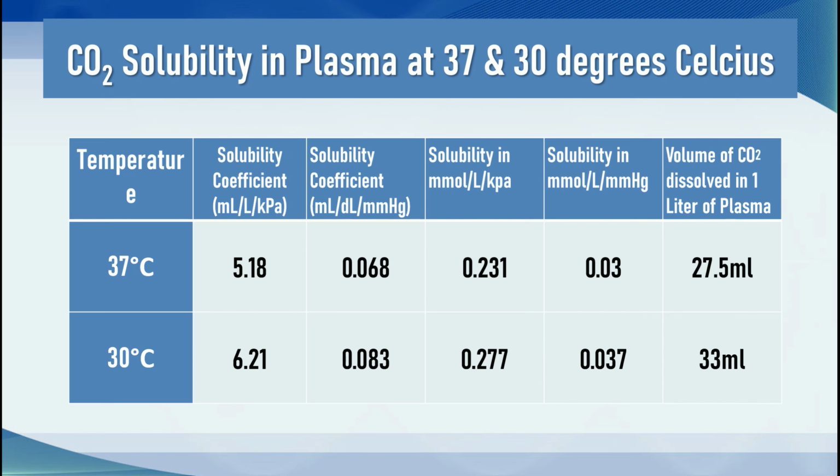So you can see in this particular table that at 37 degrees Celsius, the solubility coefficient in mL per litre per kPa of carbon dioxide is 5.18, but it increases to 6.21 at 30 degrees Celsius. And that means that the volume of carbon dioxide dissolved in 1 liter of plasma goes from 27.5 mL to 33 mL as you go from 37 degrees to 30 degrees Celsius.